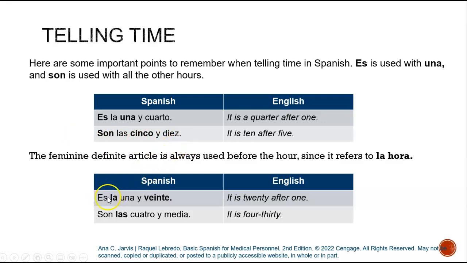Just a few more examples. Es la 1:20. Again, let's do son when it's more than 1. Son las 4:30. Instead of 30, we prefer the word media. So make sure you use media instead of 30. Sounds way better.